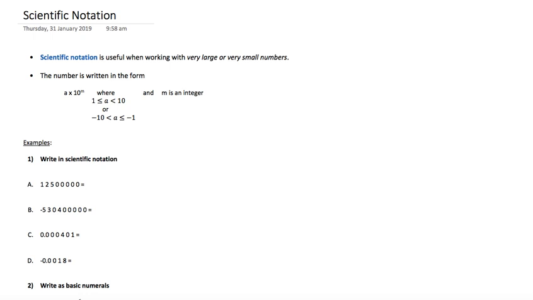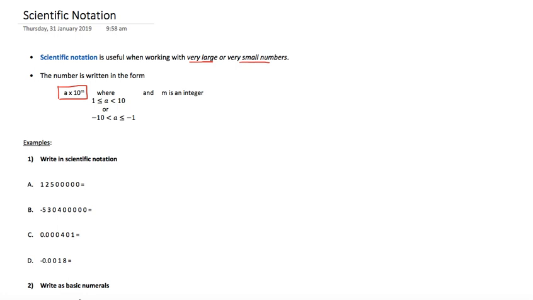In this lesson, we're going to discuss the scientific notation of representing numbers. Scientific notation comes very useful when we are working and presenting very large or very small numbers. So when we are dealing with numbers in scientific notation form, they are given in the form a times 10 to the power of m. Now, a must be a number that is equal to 1 or greater than 1, but less than 10. So it cannot be 10 or more.